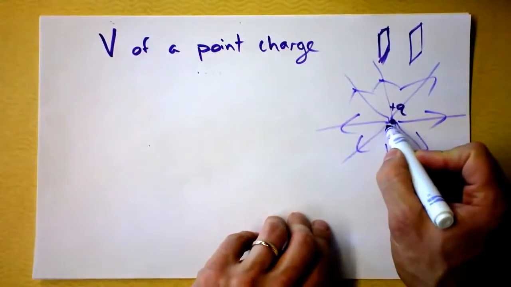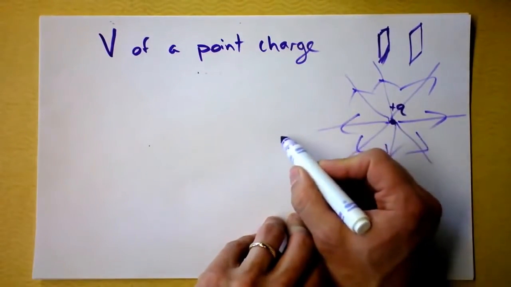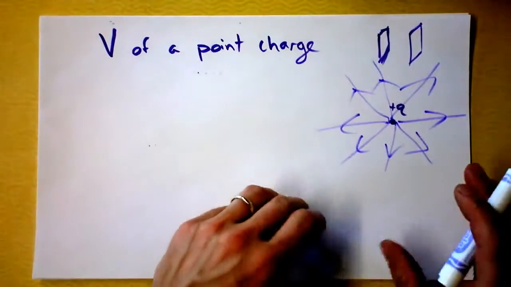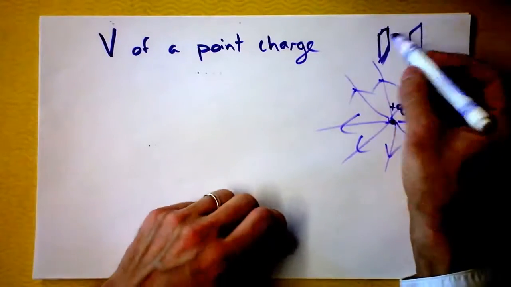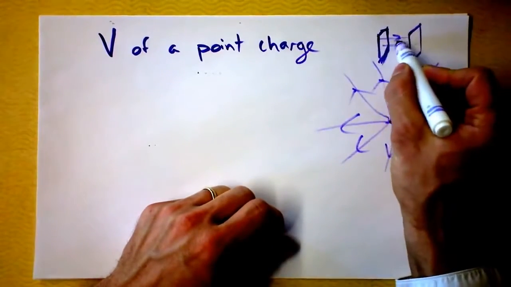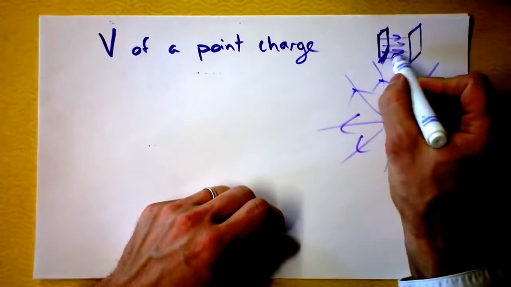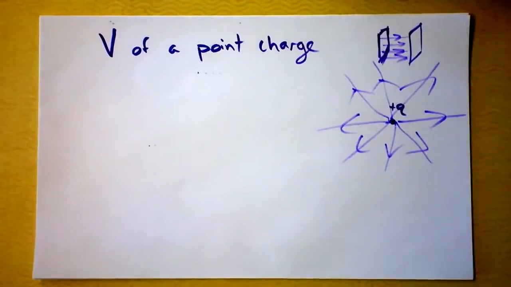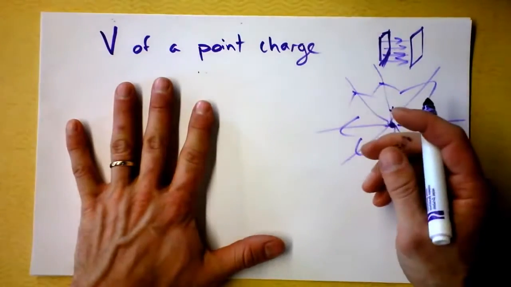So really close to the point charge, you've got a strong field. And really far away from the point charge, you've got a really weak field. So it's so different than this uniform field that you might have inside of a parallel plate capacitor or a similar setup. So our issue will be, how do we address this potential of a point charge?